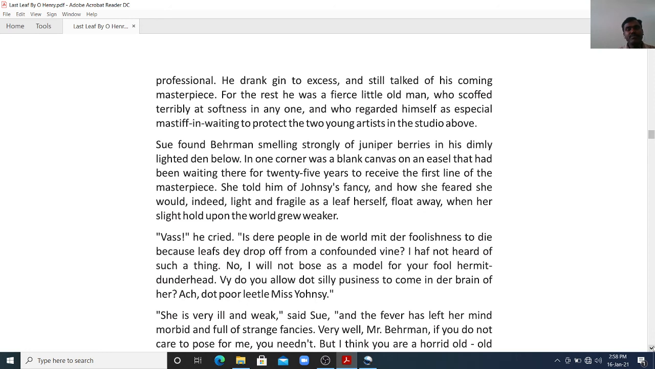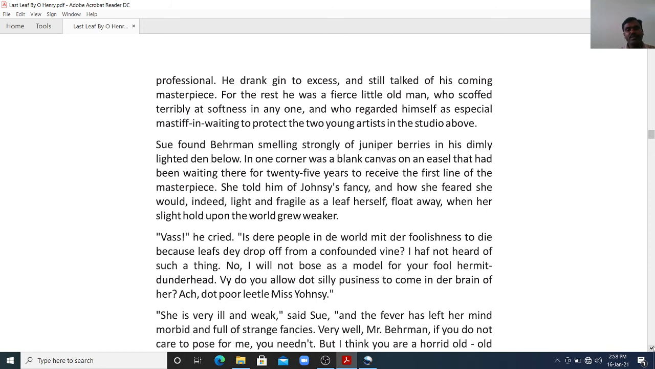So she found Behrman smelling strongly of juniper berries in his dimly lighted den below. So she found that he has drunk excess of gin, made of juniper berries. In his dimly lighted den, in his house. That's what den means here: he looks like a beast, and the beast lives in a den. In that way, it is used as den.